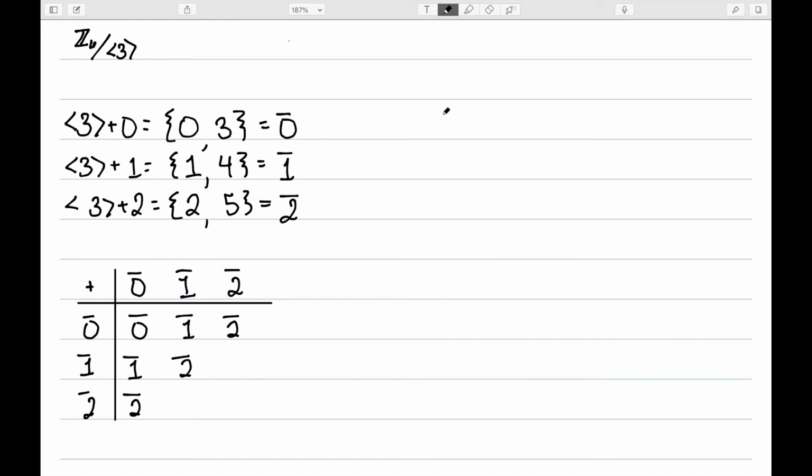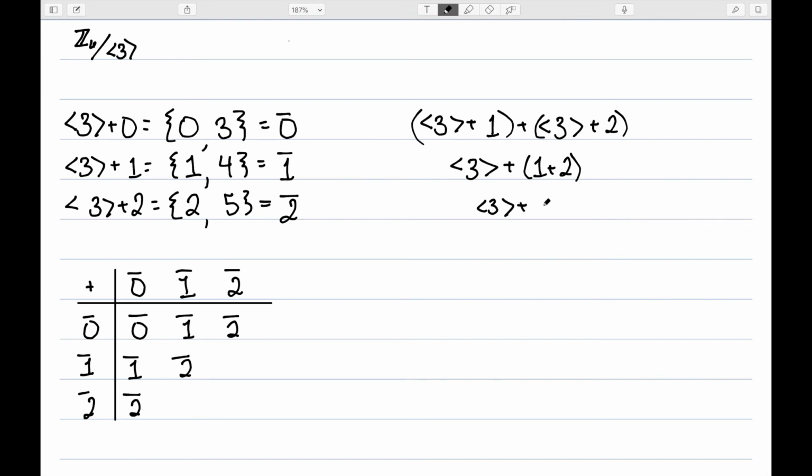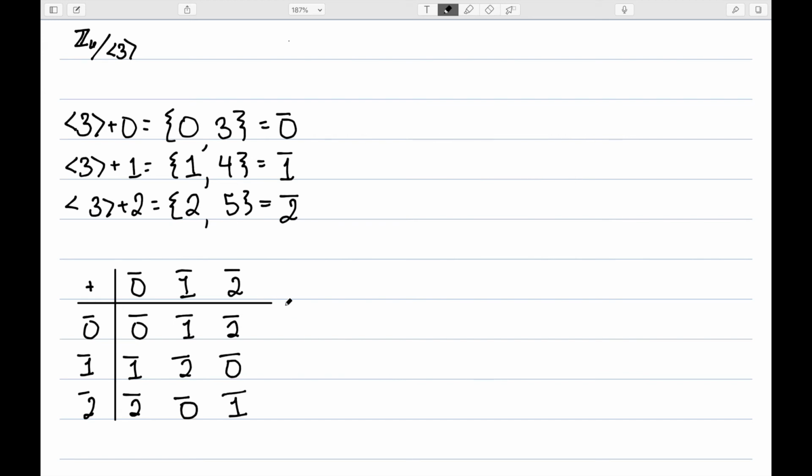To do 1 bar plus 2 bar, that would be the subgroup generated by 3 plus 1, plus the subgroup generated by 3 plus 2. This is defined as the subgroup generated by 3 plus 1 plus 2. We know that 1 plus 2 is 3, so the subgroup generated by 3 plus 3, which is the same thing as 0 bar. And similarly, we can fill in the rest of this additive table.